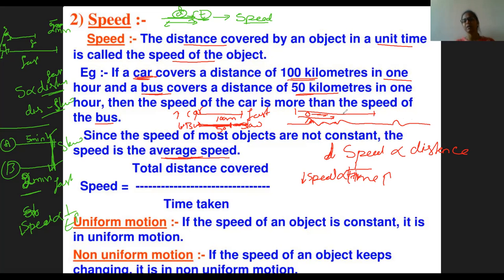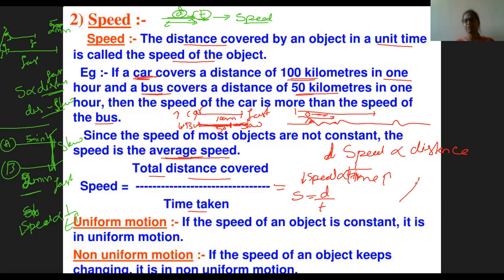What is the total time taken? Speed is nothing but the total distance traveled, or total distance covered, divided by the time taken. That is what we write as speed. Or we also write in a simple way: speed is equal to distance traveled by time taken.